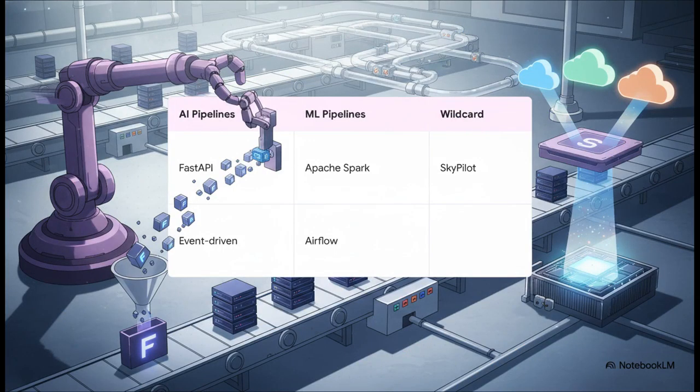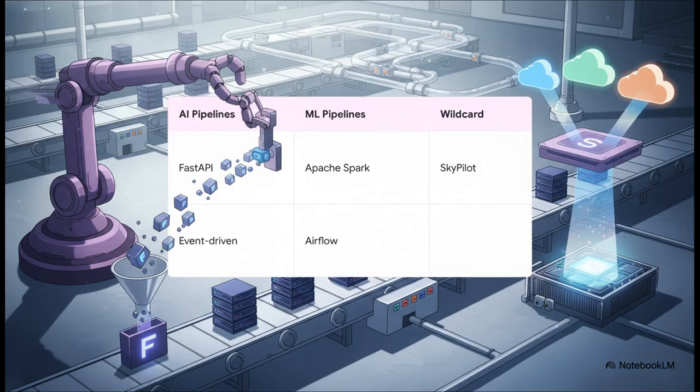Step 5. Data processing and pipelines. Think of this as the industrial conveyor of our stack. On the AI path, you're looking at FastAPI and event-driven workflows to trigger real-time document ingestion and context injection. But as an ML engineer, you'll be deep in Apache Spark and Airflow.